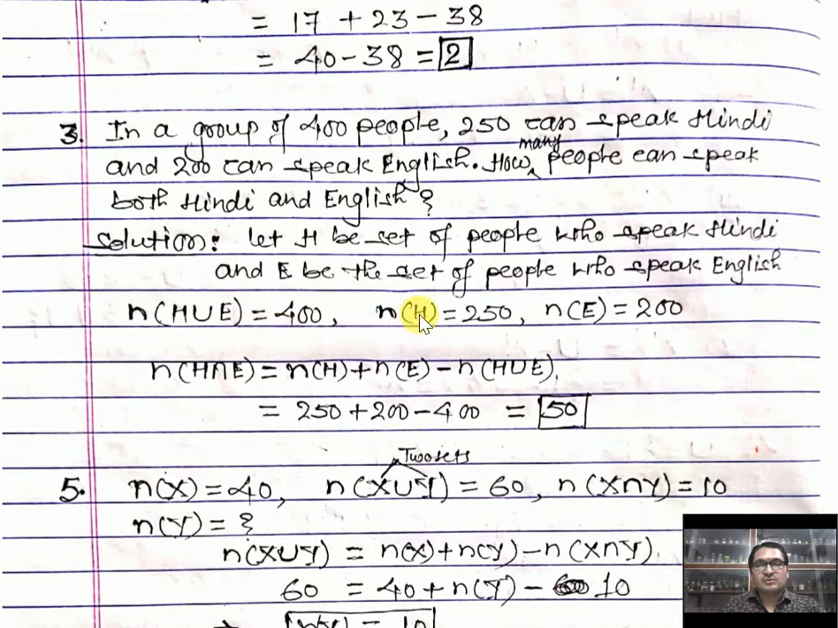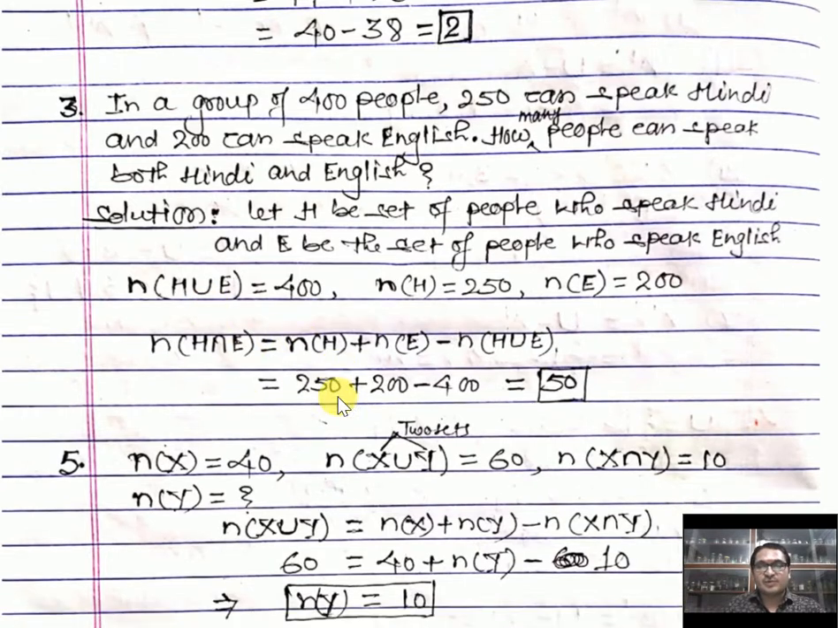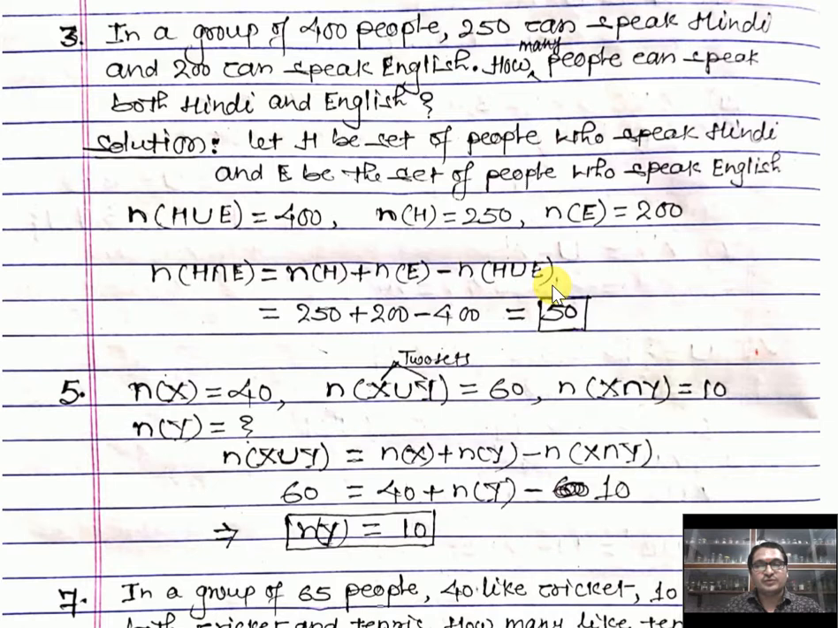Now the number of people who can speak Hindi is 250, and the number of people who can speak English is 200. We have to calculate how many people can speak both Hindi and English. That means the common part, so it will be the intersection, H intersection E. 400 is the total number of people, which means the union. So apply the formula n(H) plus n(E) minus n(H union E). Substitute the values and you will get the answer.